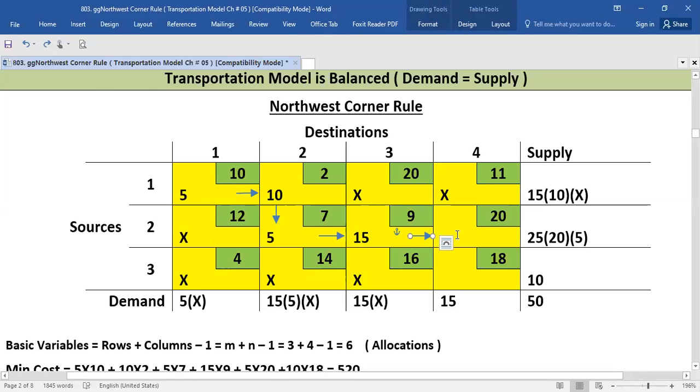Now, in this blank cell, you see that we have demand 15 and supply 5. Demand 15 and supply 5. Which one is minimum? This 5 is minimum. So you will put 5 here. Yes, you have put 5 here. And now see what is next. Yes, you have left the 10 demand. If you subtract this 5 from 15, you are left with 10 demand.